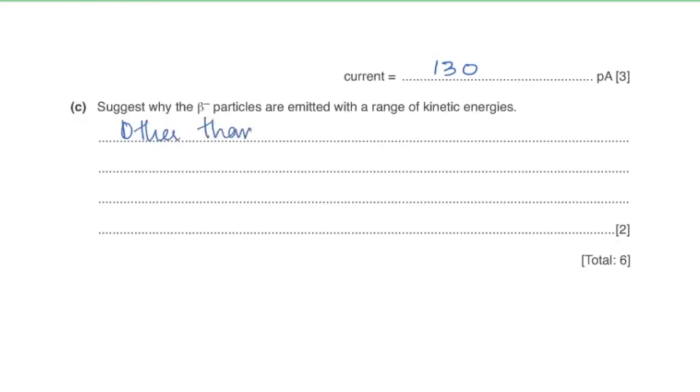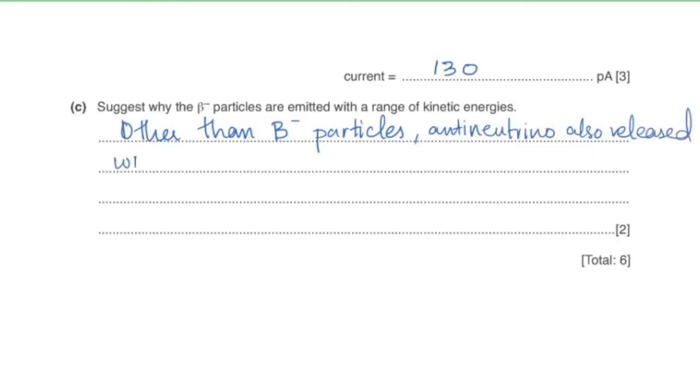So we can write that other than beta minus particles, an antineutrino is also released, with which energy is being shared.